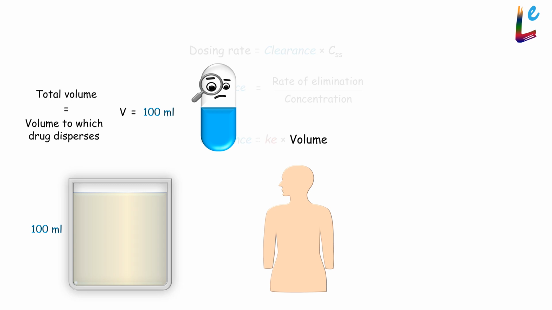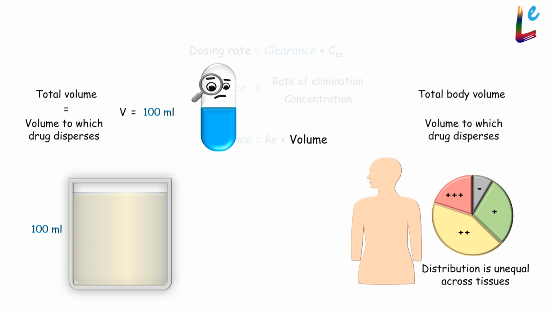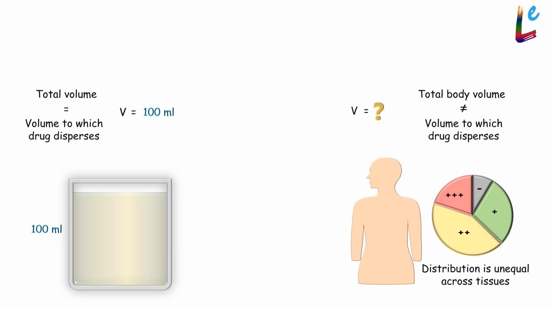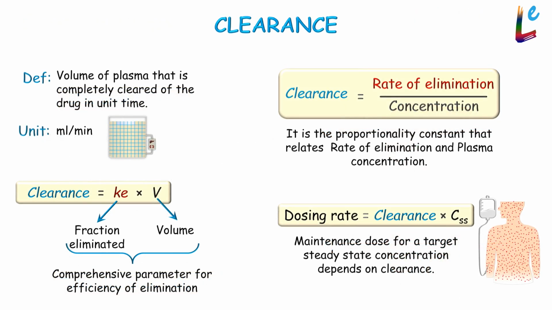But in the body we know that drugs usually do not distribute equally into all tissues. So the total body volume and the volume into which the drug distributes are not the same. So then what exactly is V, or volume of distribution of a drug, Vd? We will see that in the next video. Here are some good to know facts. This is a summary of our discussion.